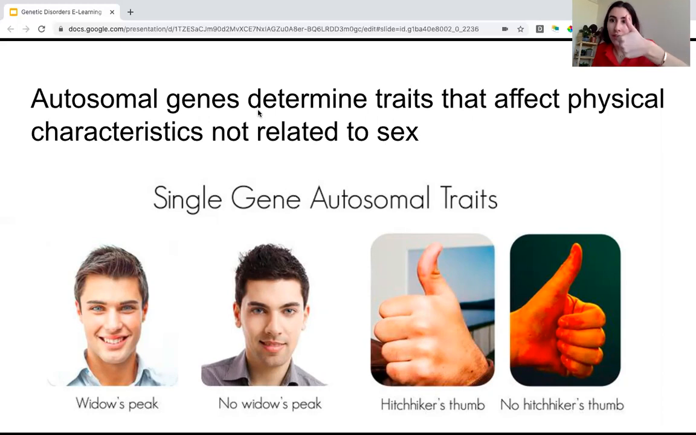Another trait is having a hitchhiker's thumb. If your thumb is straight-ish, like mine, that's not having a hitchhiker's thumb. Some people's thumbs can bend really backwards, just like you see in the picture. That is known as a hitchhiker's thumb. There are so many other traits that you can research and look into, differences that exist between your own family members. You're going to notice so many variations in traits. All of these traits are caused by autosomal genes.